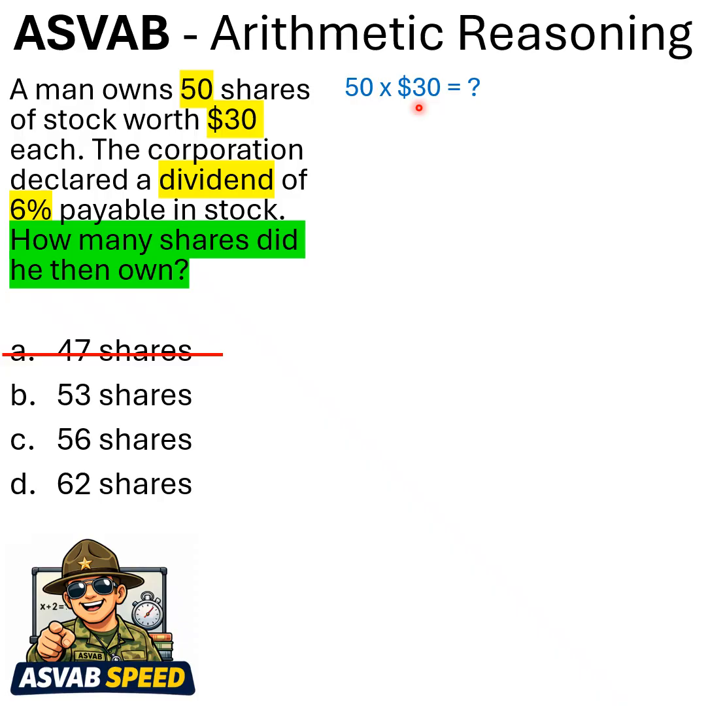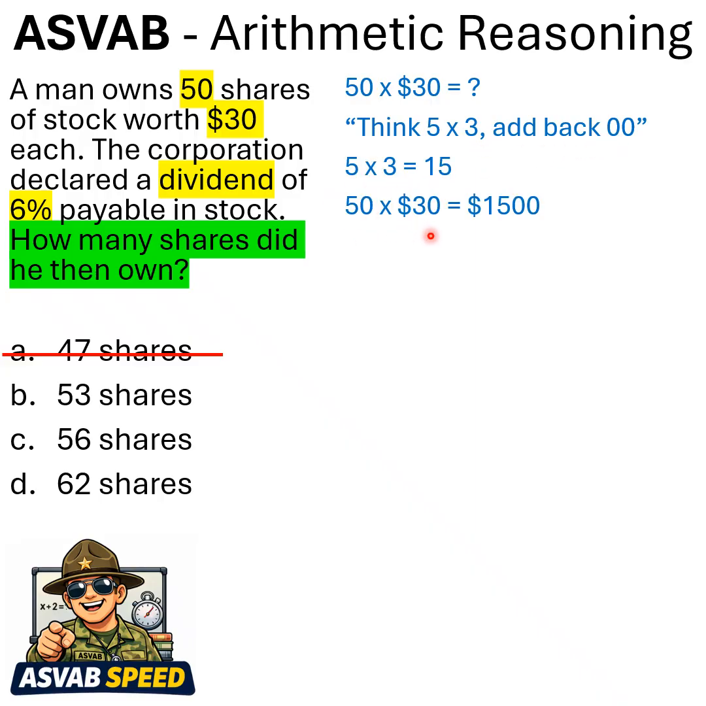Is that too big of a number for you? I like to take away the zeros and then add them back. So you could think of 5 times 3 and add back the zeros. 5 times 3 is 15, so 50 times 30 is 1,500. We now have a total value of 50 shares at $30 each. So let's figure out 6%. 6% of 1,500 might be difficult for you.